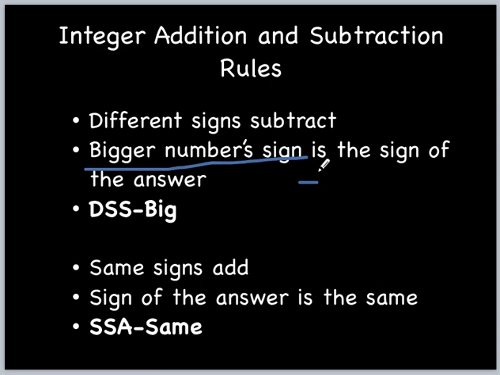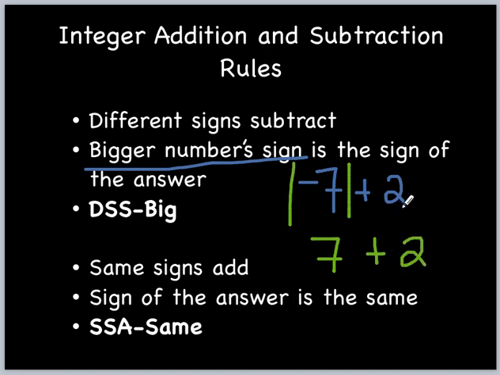For example, you have negative 7 and you add 2. The absolute value of negative 7 is 7. When you say absolute value, that is how far a number is from 0. Negative 7 is 7 spaces away from 0. That means its absolute value is 7. And positive 2 is only 2 spaces away from 0. Therefore, its absolute value is 2.